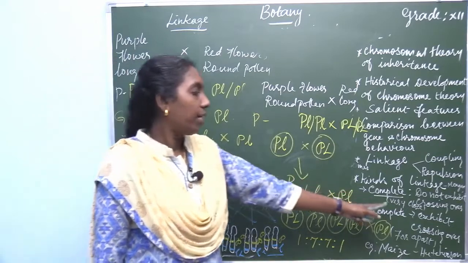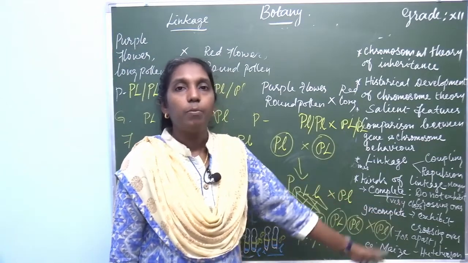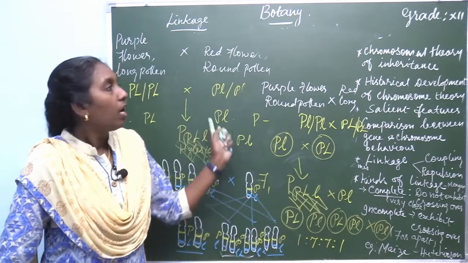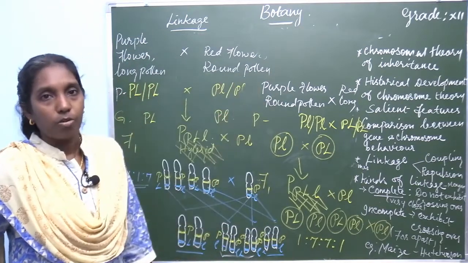So there are two different types of linkage: complete and incomplete. Draw all these diagrams in the class note and learn all these questions.